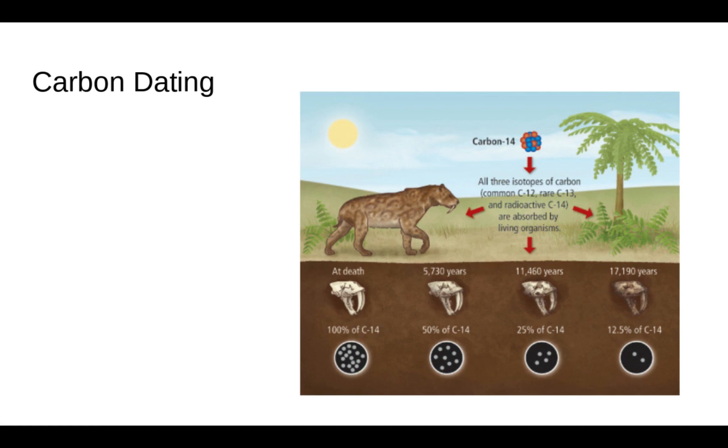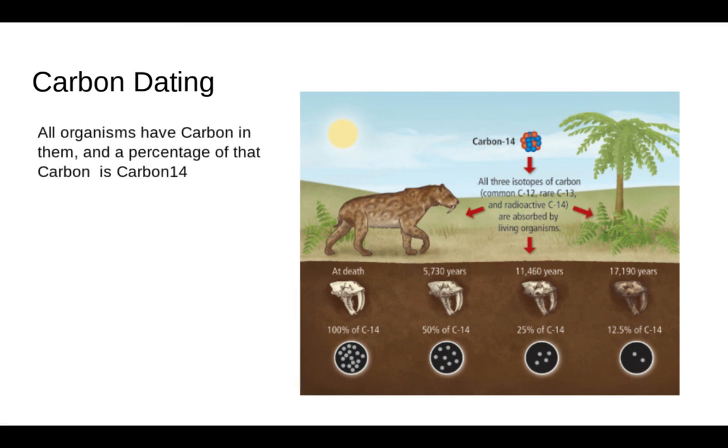So carbon dating. And the reason why carbon dating works is because of carbon-14, okay? So all organisms have carbon in them, and a percentage of that carbon is carbon-14. It's a small percentage, but it's normally quite a definite percentage in living organisms. Right now, in your body, you have carbon-14 inside you. Most of the carbon inside your body is carbon-12, but a certain percentage will be carbon-14. Same for all living organisms on the planet.